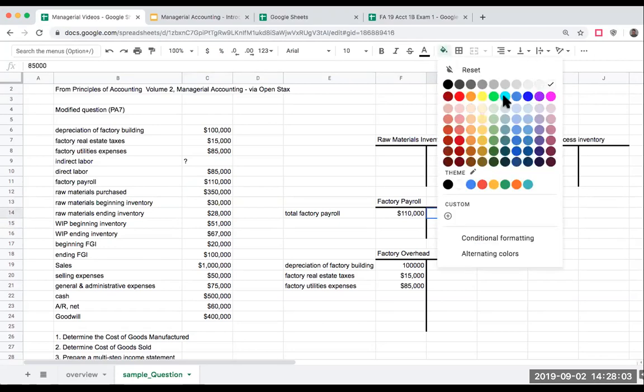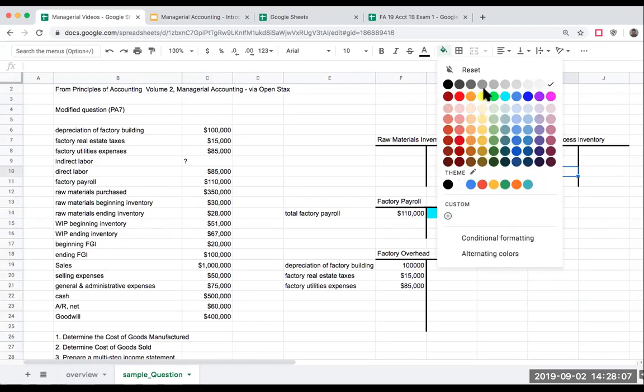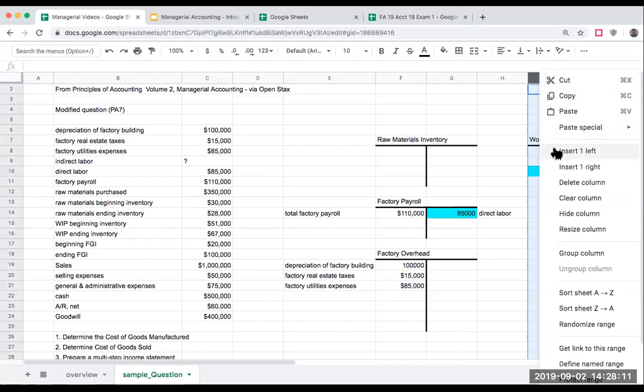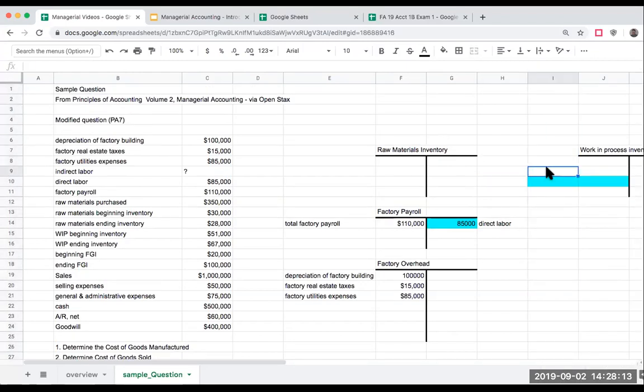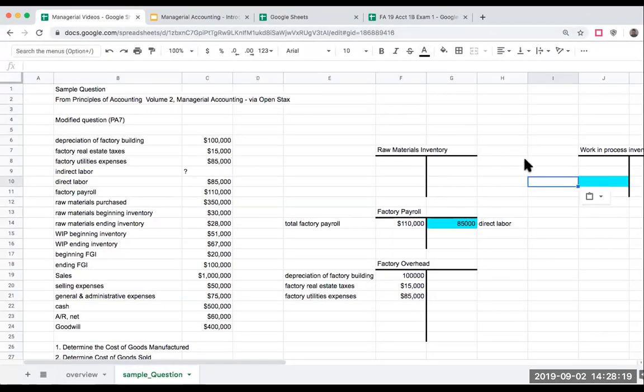Well, where does direct labor go to? It's going to be going over here to our work in process inventory. Again, if this does not make sense, please take a look at the prior video where we were showing what makes up each of these different ones. Okay, so right over here, I've got direct labor.